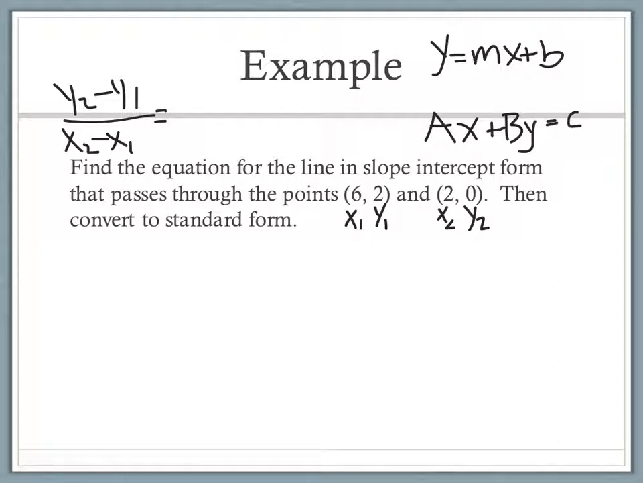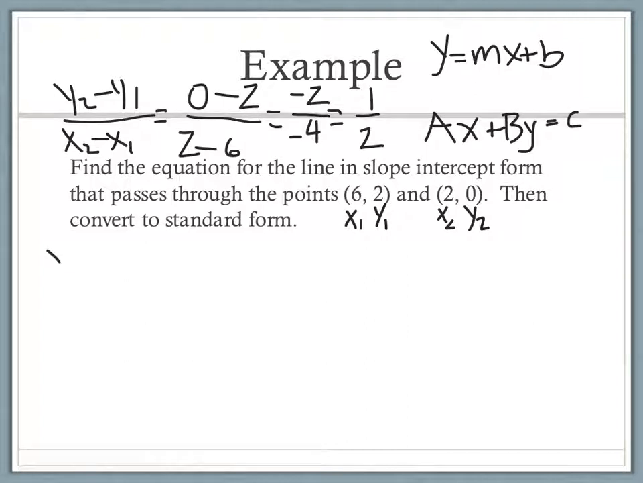Subtract my y's, I get 0 minus 2 over 2 minus 6. Now be careful, 0 minus 2 is going to be -2, over 2 minus 6, which is -4. Which I can reduce. A negative divided by a negative is positive, and 2 divided by 4 is just 1 over 2. So make sure you reduce this. It's going to help you out when we go to rewrite our equations.